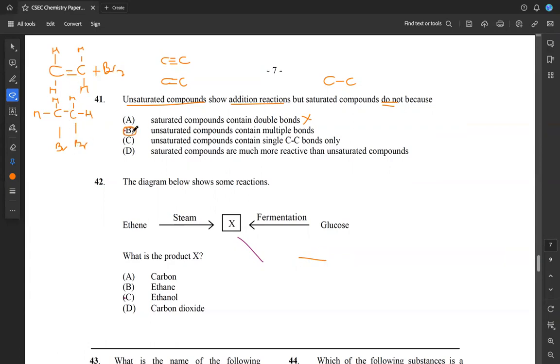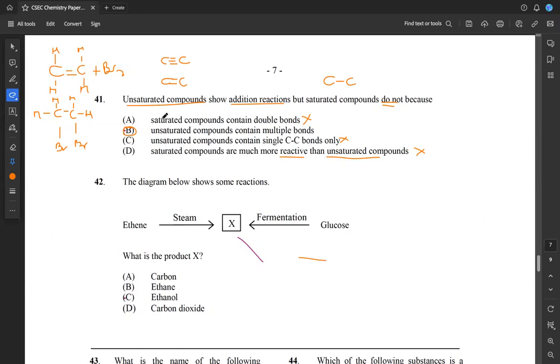So this is our answer for B. This is not a correct statement. Unsaturated compounds contain carbon-carbon single bonds. That's not true. That's what saturated compounds have, right? And then this statement down here says saturated compounds are much more reactive than unsaturated compounds, and that's not true, right? Unsaturated compounds are going to be way more reactive, and that's simply because they have this carbon-carbon double bond.